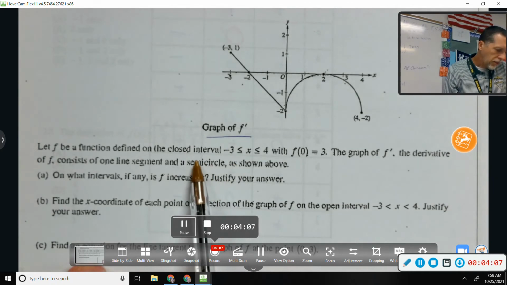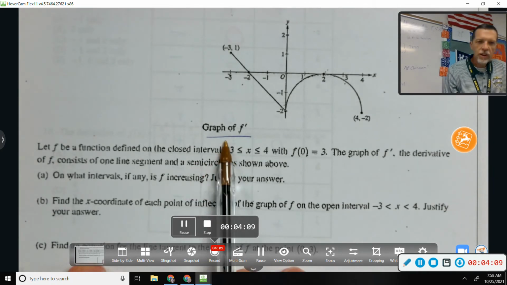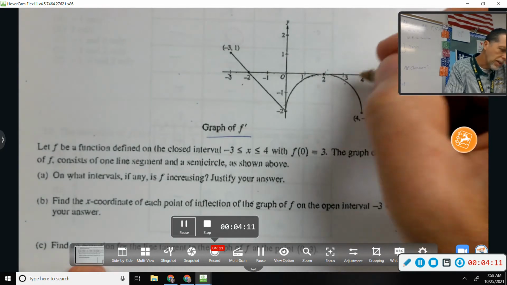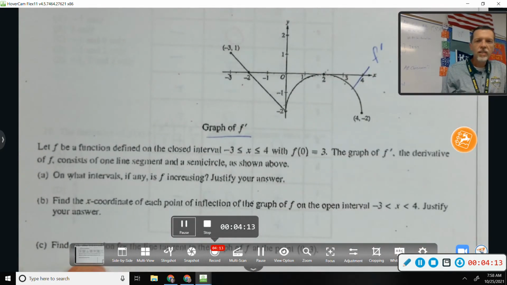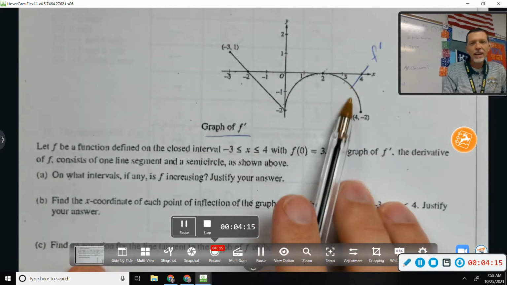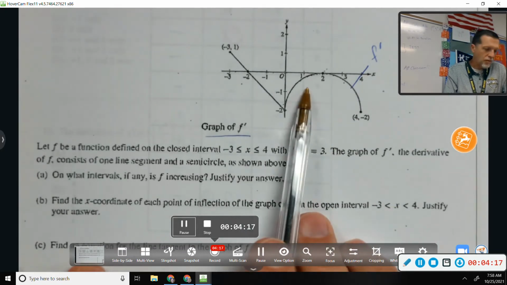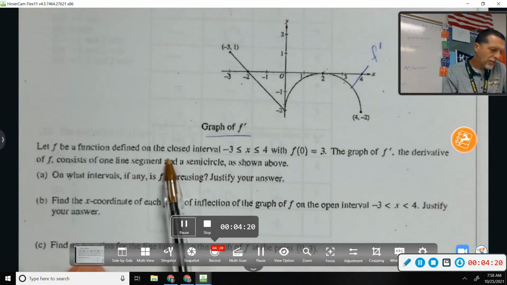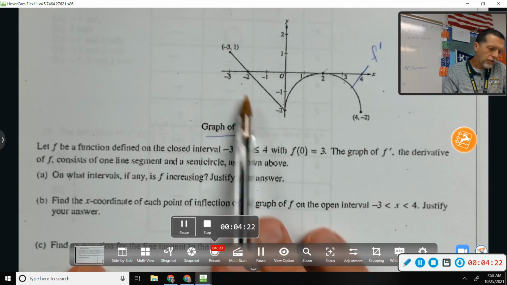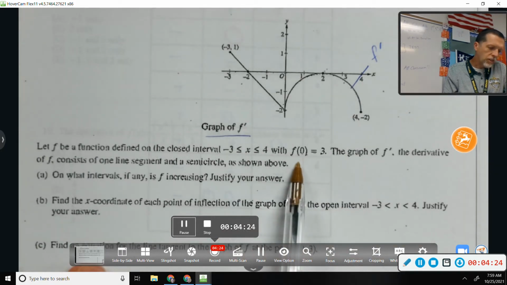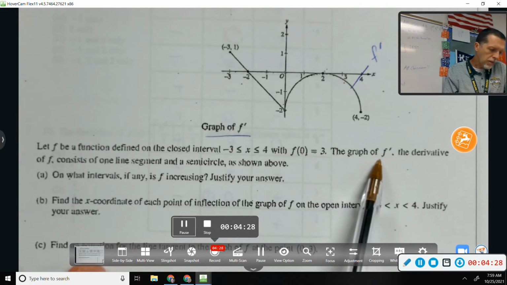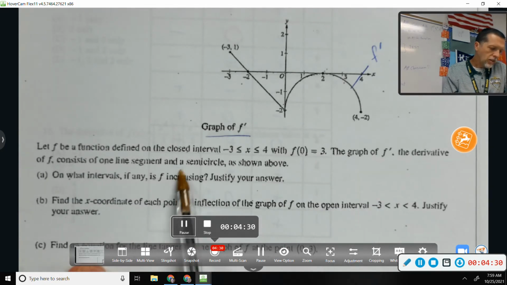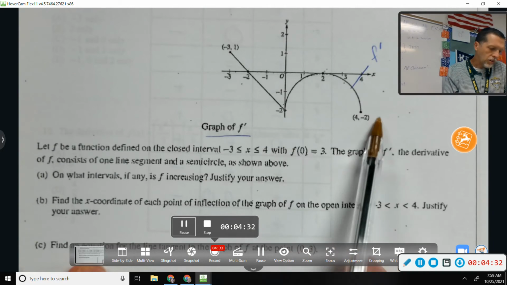Let f be a function. Okay, we gotta be careful here. So the graph is f prime. It says it, and I'm labeling it, I don't want to mess up that's f prime. Let f be a function defined on the interval -3 to 4 with f of 0 equals 3. The graph of f prime consists of one line segment, got it, and a semicircle as shown above.